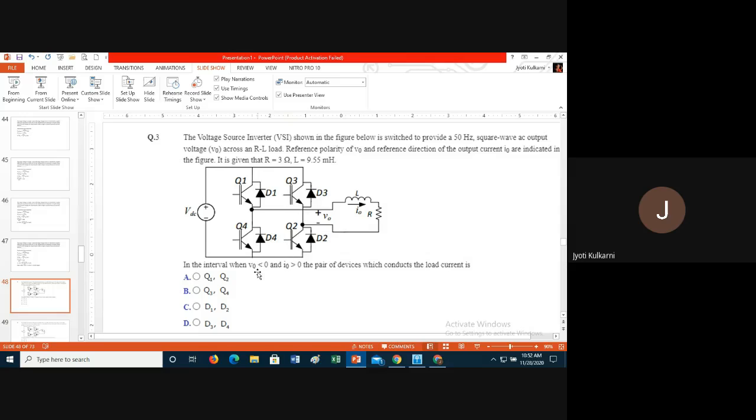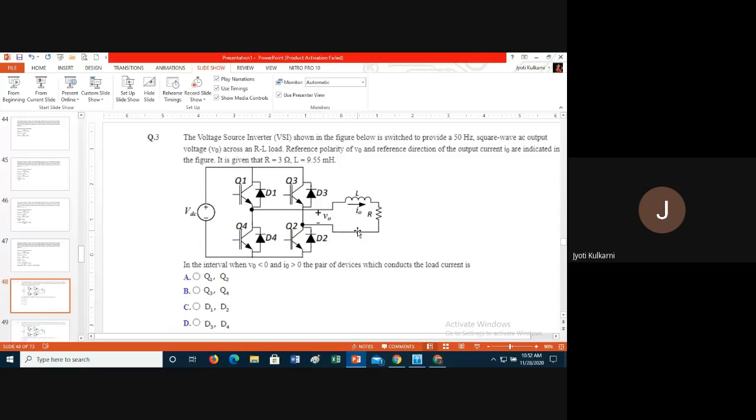But you have to change now the polarity of V0. Your V0 is negative. So V0 negative will be what? Now your positive terminal will be the lower one and negative terminal will be the upper one. So when I want V0 negative, which devices am I supposed to conduct, or which devices are supposed to carry the load current? That I need to find.